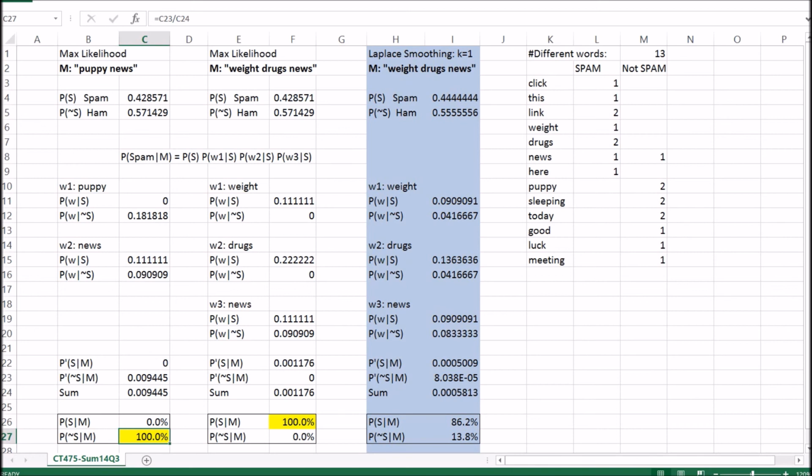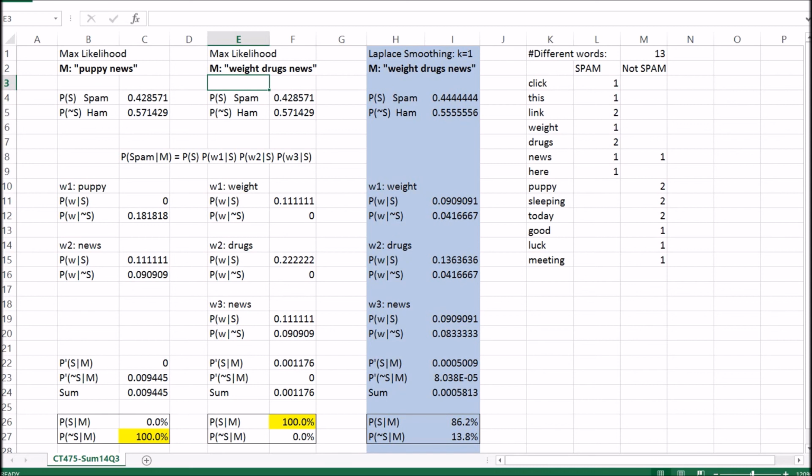Now we're very definite about that, and that's a bit unfortunate. We don't like to be quite so absolutist because we don't know everything. And the reason we're so definite is because the word puppy does not occur in our spam set. We've got no evidence of it, and that makes us very certain. But we should be careful about making overly strong statements, particularly because of absence of evidence. So that's why we want to introduce the Laplacian smoothing. We'll see that in a couple of minutes.